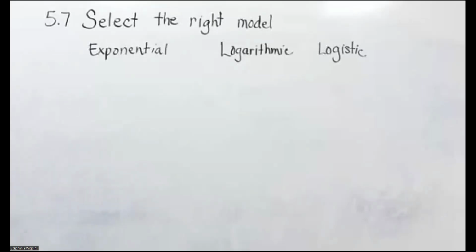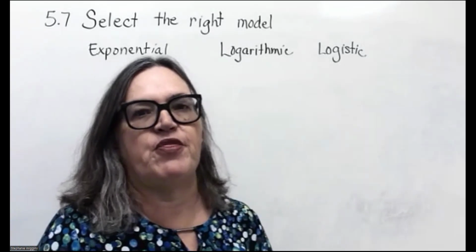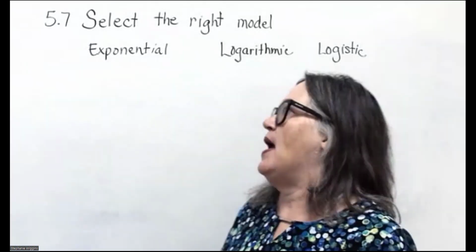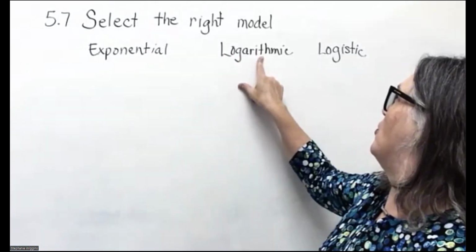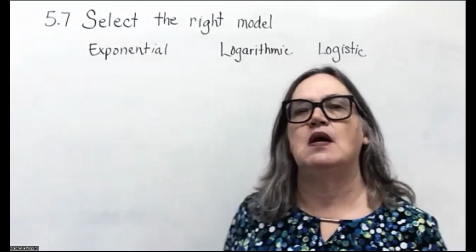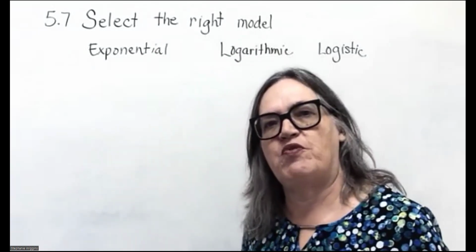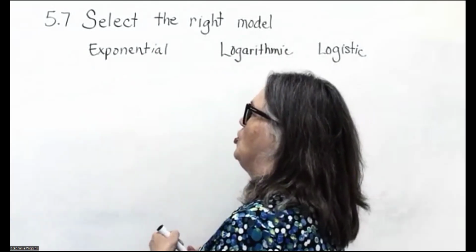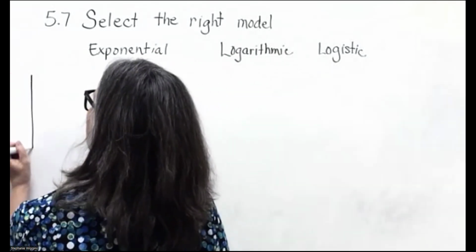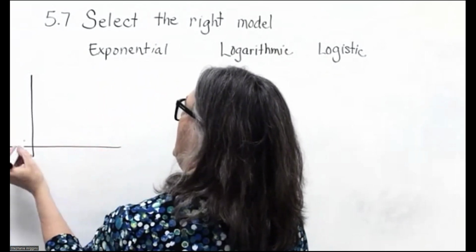All right, in section 5.7, we looked at three different types of models. Those would be exponential, logarithmic, and logistic, and we compared them. So let's talk about them again, just to review. First I'll talk about exponential growth.